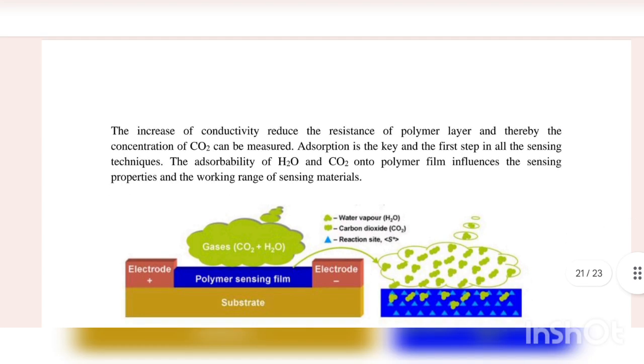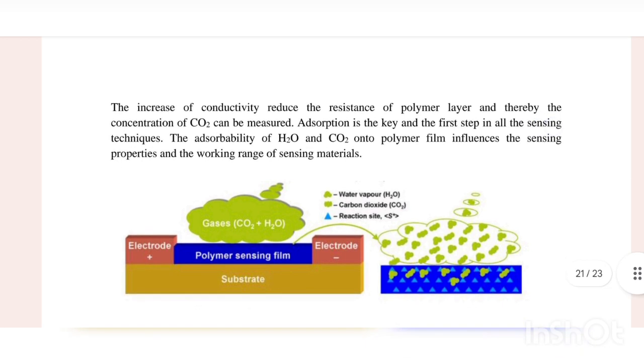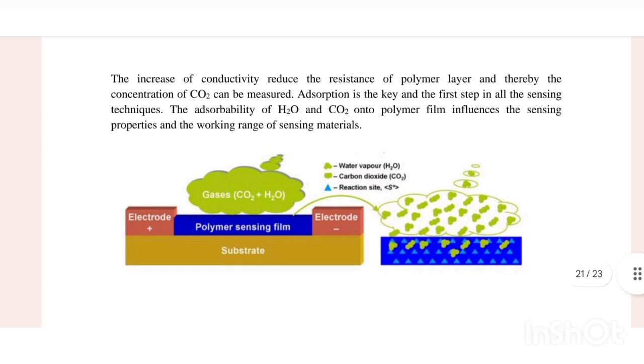Here the adsorption is the key and the first step in all the sensing techniques. The adsorbability of H2O and CO2 onto the polymer film influences the sensing properties and the working range of sensing materials. So adsorption is the first and key step in the sensing property. So if a polymer adsorbs CO2 or any other gases, it will perform as a good sensor.